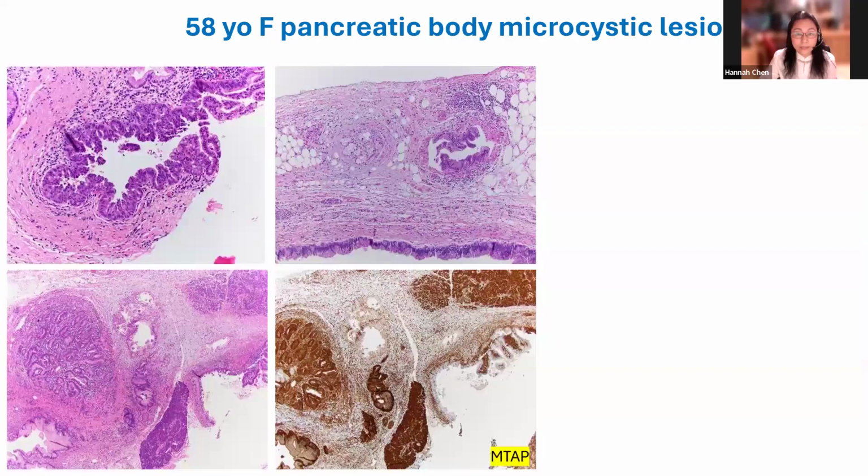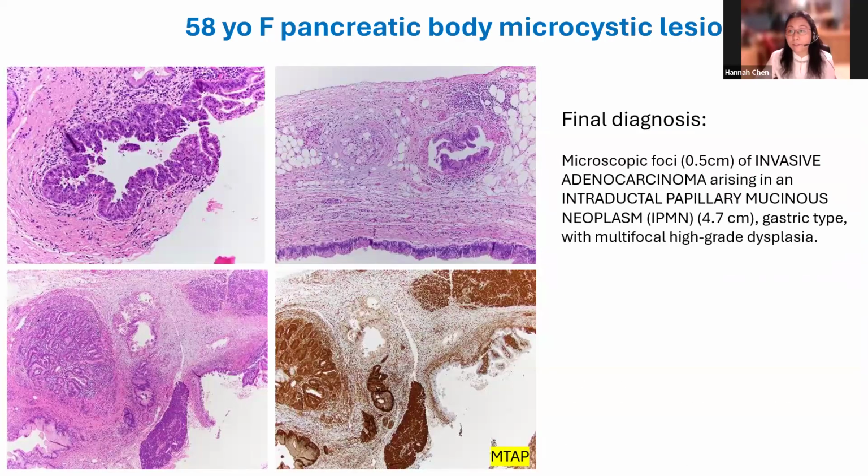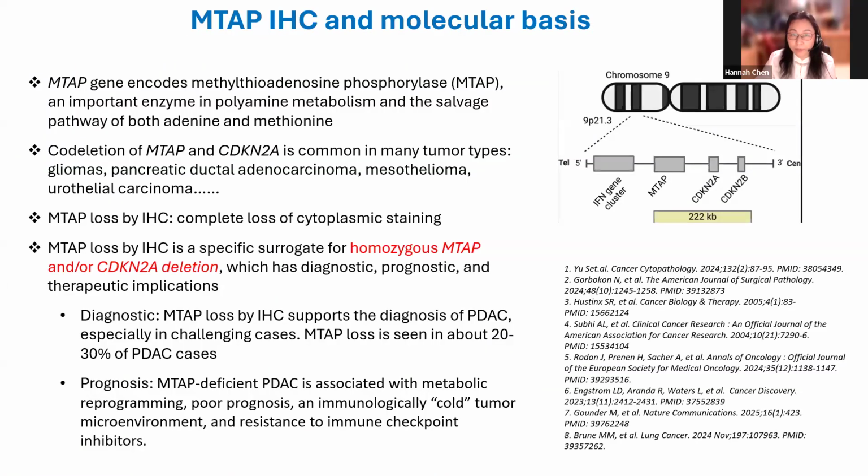So this case's final diagnosis is macroscopic foci of invasive adenocarcinoma arising in an intraductal papillary mucinous neoplasm, gastric type, with multifocal high-grade dysplasia. So let's talk about MTAP immunostain and the molecular basis.